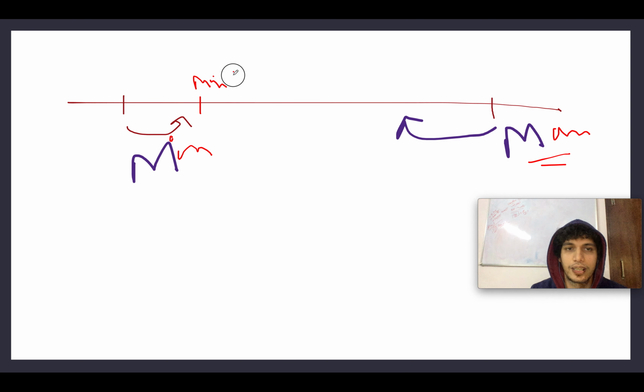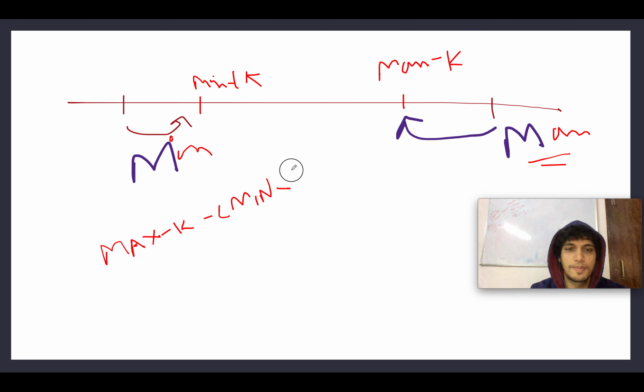Min plus k. Whatever your minimum was, you'll add k to it, and whatever your maximum was, you'll reduce k from it. So maximum minus k, and now you compute your answer. You'll store this information in a variable. So max minus k minus min minus k. This is your initial answer. What are you going to do next?